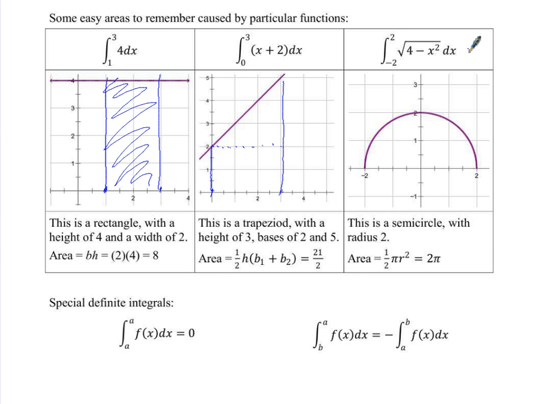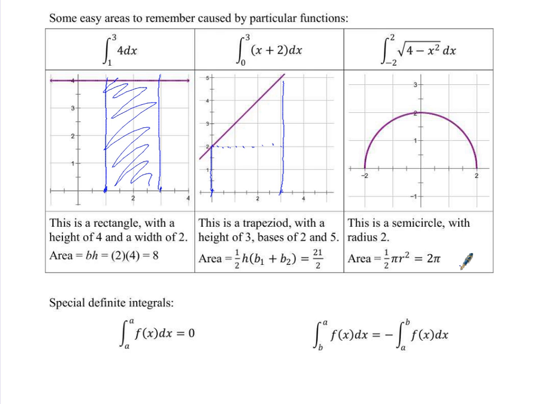Well, it's a semicircle, which means it has a radius here of 2. And we know that the area formula for a circle in general is pi r squared. So therefore, 1/2 pi r squared gives us the area of our semicircle. We know that the radius is 2, so we have 1/2 pi times 2 squared. Simplify it down and you wind up with 2 pi in this particular case.